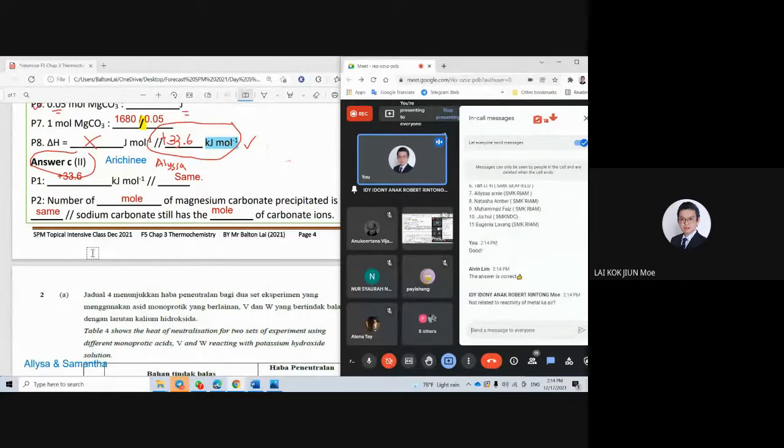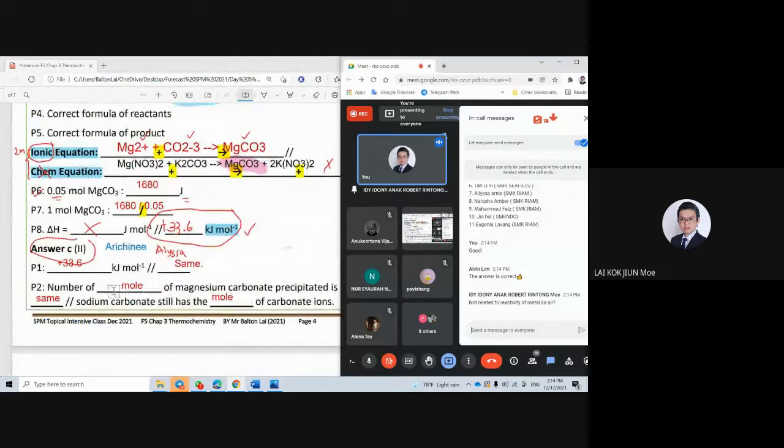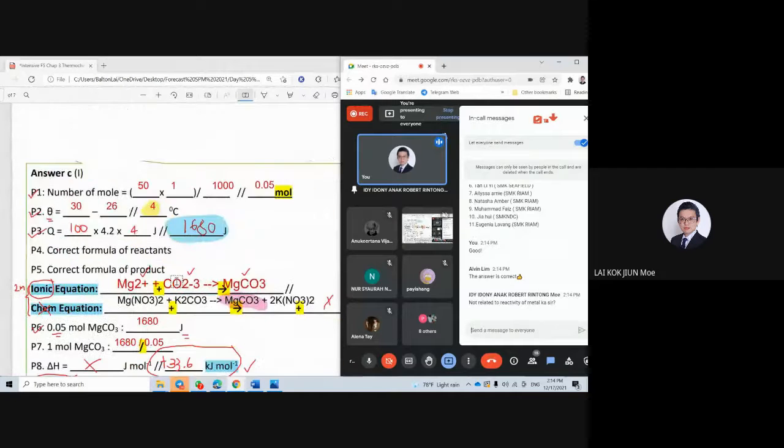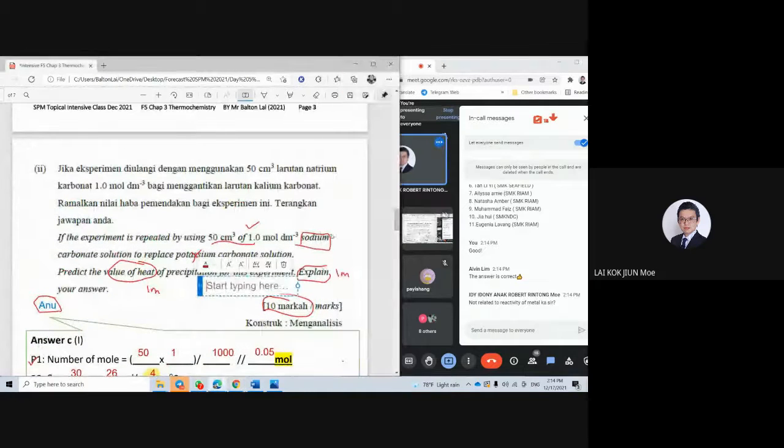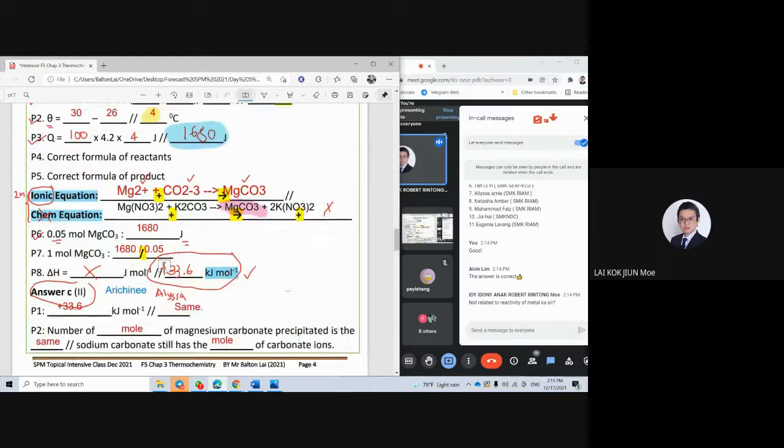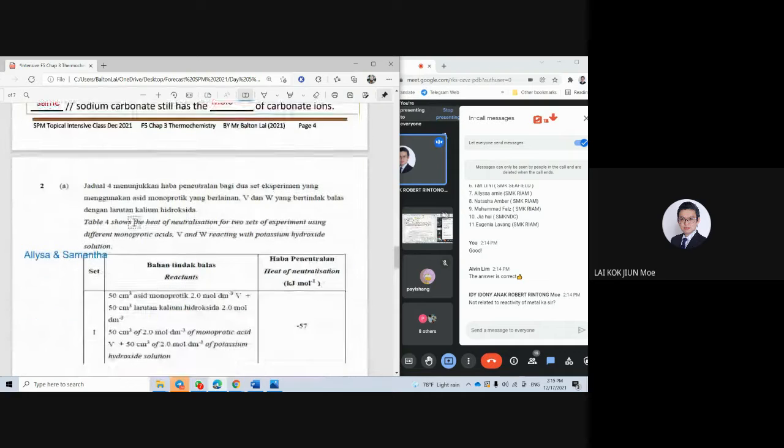Okay, Natasha, good. It is not related to the reactivity of the metal. No, no, no. Because they are the same thing. You see, sodium and potassium are actually considered the same level of metal. The position is only one different, and after sodium comes potassium. So actually their physical properties are almost the same. So if you use the same molarity, then the same moles, then you will get the same heat. Okay, no problem.